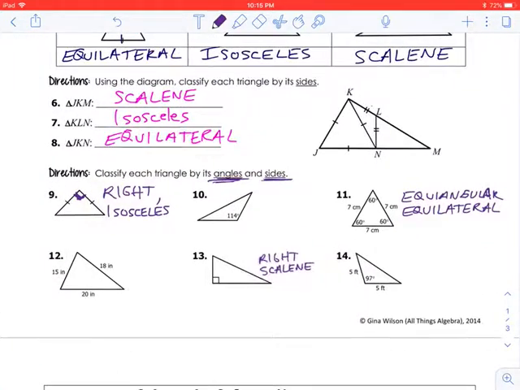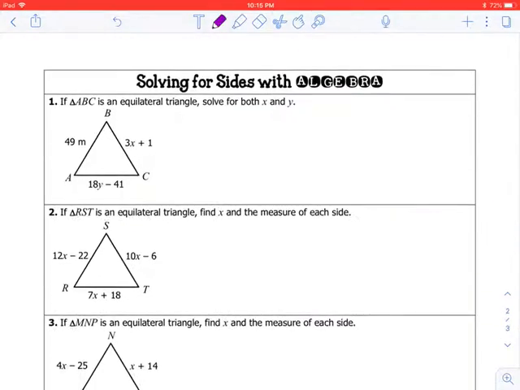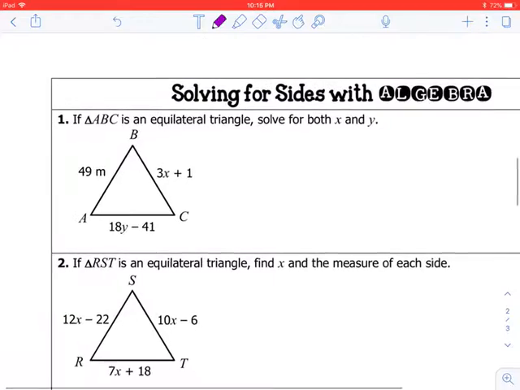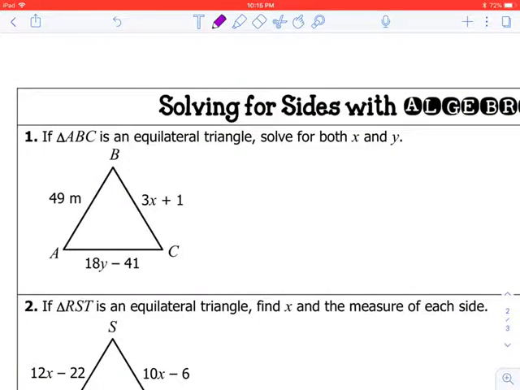Okay. So keeping that in mind, we have some examples here where we're using our algebra. So it says something like this. Number 1, ABC is an equilateral triangle. Solve for x and y. So if it's equilateral, that means all these are the same. All these are equal. Well, I can't say this equals this equals this. The equal sign would just be for two at a time. So I'm just going to choose 2 of them. So I'm going to go 3x plus 1 equals 49.